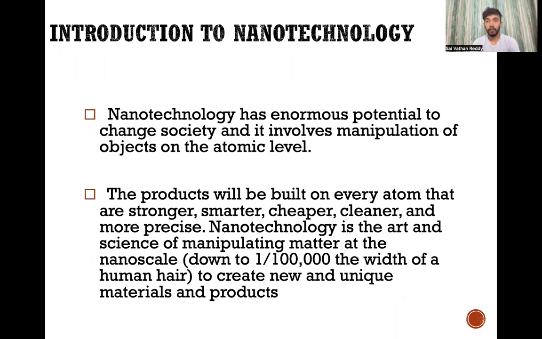Well, let me just introduce what nanotechnology is about. Nanotechnology has enormous potential to change society, and it involves manipulation of objects on the atomic level. The products will be built atom by atom, and will be stronger, smarter, cheaper, cleaner, and more precise. Nanotechnology is the art and science of manipulating matter at the nanoscale to create new and unique materials and products. Nanoscale can go down to about 1/100,000 the width of a human hair.